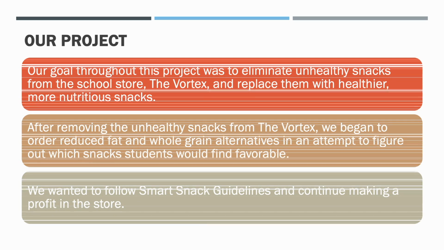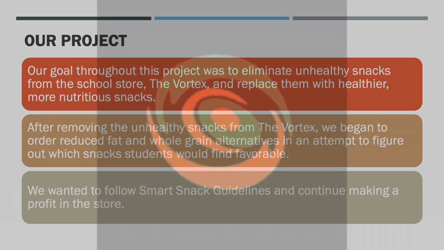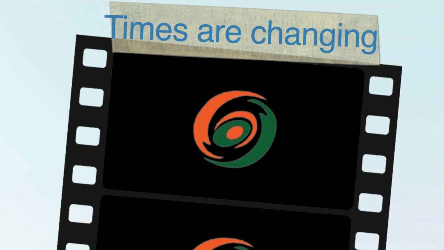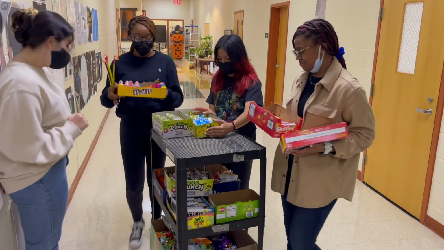Our goal throughout this project was to eliminate unhealthy snacks from the school store, the Vortex, and replace them with healthier, more nutritious snacks. After removing the unhealthy snacks from the Vortex, we began to order reduced fat and whole grain alternatives in an attempt to figure out which snacks students would find favorable. We are preparing our generation to be more health conscious by eating healthier and exercising more. These snacks do not follow the Smart Snack guidelines and are required to be removed from our school store.